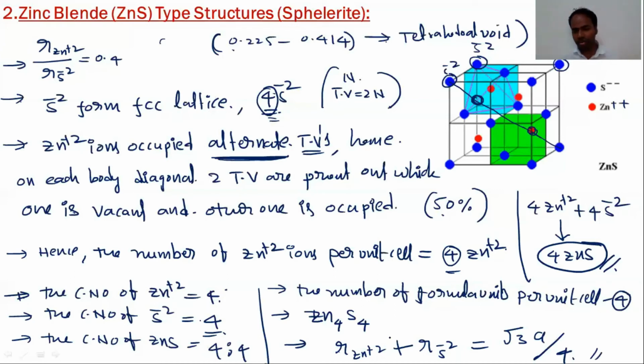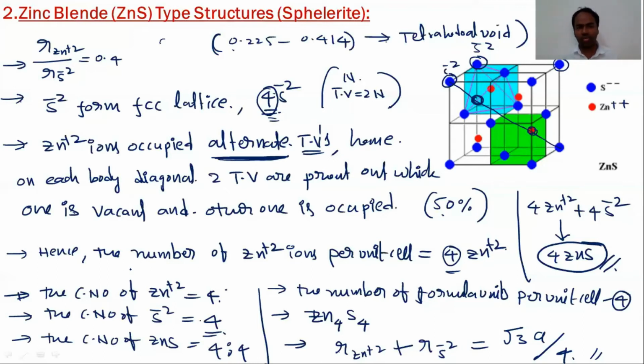The number of formula units per unit cell is 4. So the number of Zn²⁺ is 4 and the number of S²⁻ ions is 4. Out of 8 tetrahedral voids, only 4 are occupied, with S²⁻ forming the FCC lattice. What is the percentage occupancy of tetrahedral voids here? 50%. So these are the features of the zinc blende structure.